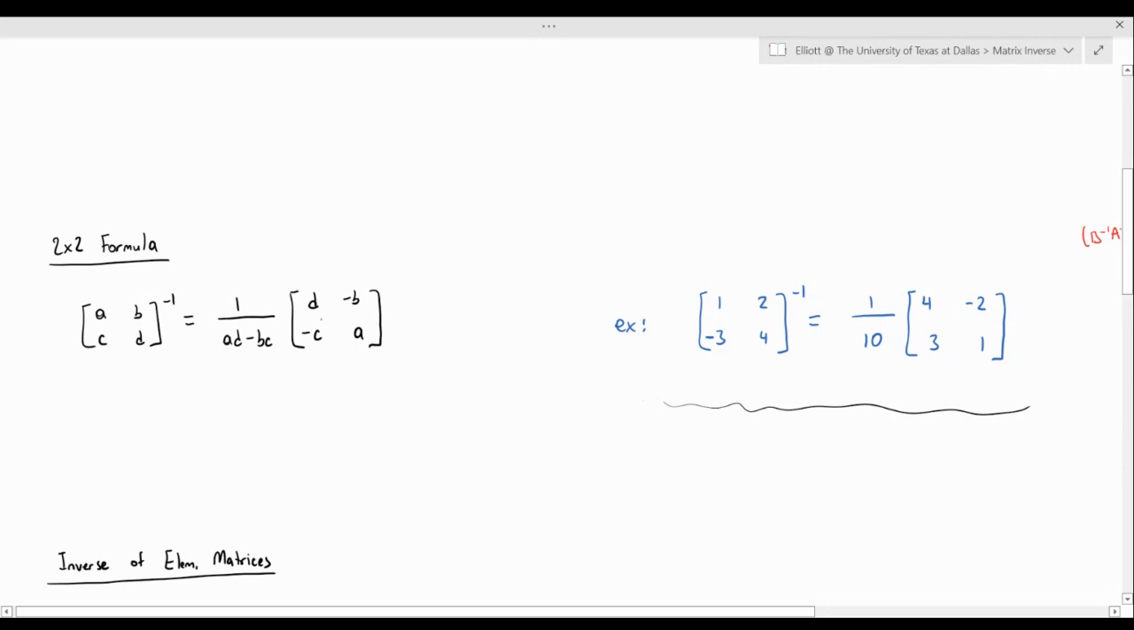And then if you look at the formula, what we did is we swapped the diagonal entries. A and D swapped places, so the 1 and the 4 I just swapped. And then for the entries off the diagonal, you just change the sign. That's why the 2 became a negative 2, and the negative 3 became a positive 3. Okay. So that's an illustration of the 2 by 2 inverse formula.